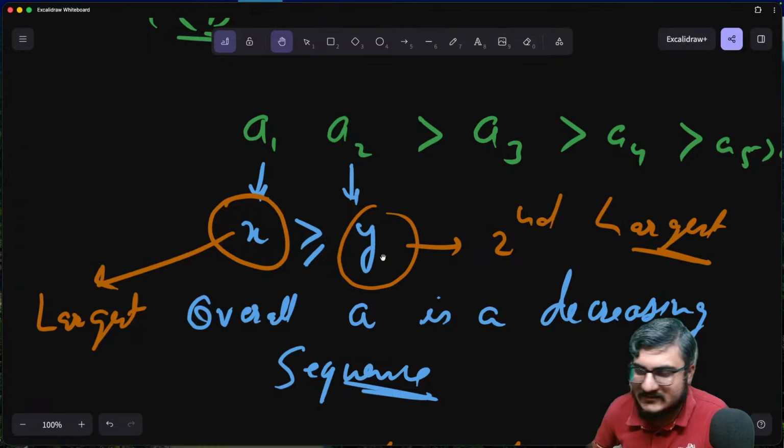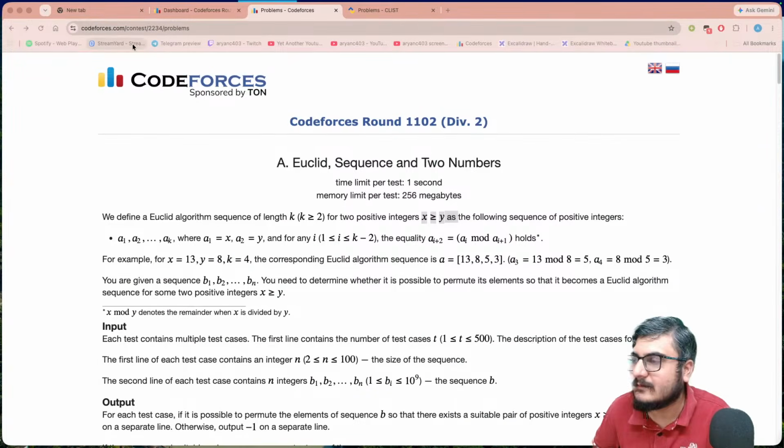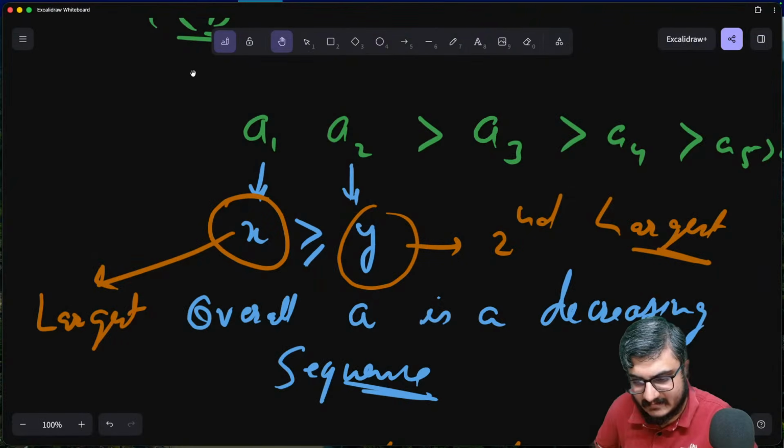And once we have found X and Y, what we can do is generate the sequence, and then see whether all the numbers we have found are the numbers that were present in A or not. And that would be the overall idea we have on this problem. Any questions, anyone?